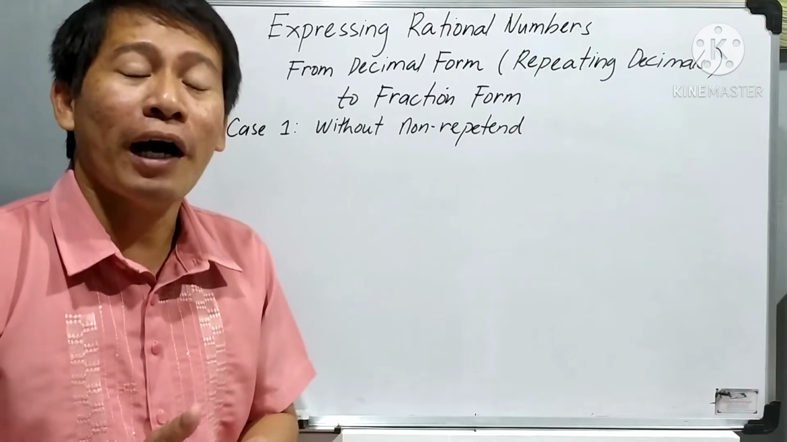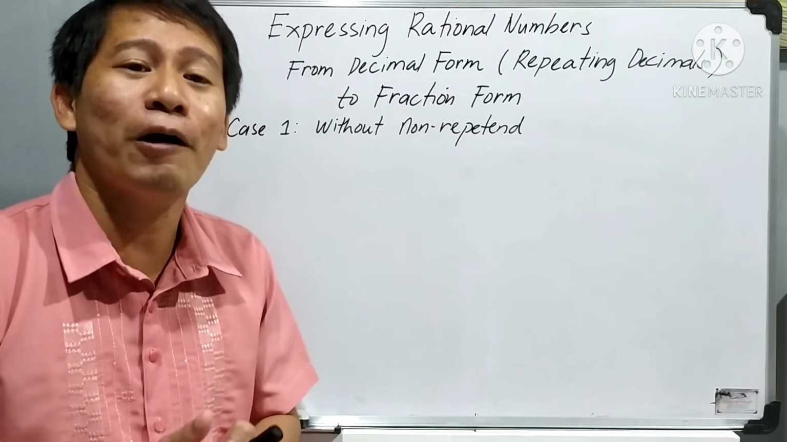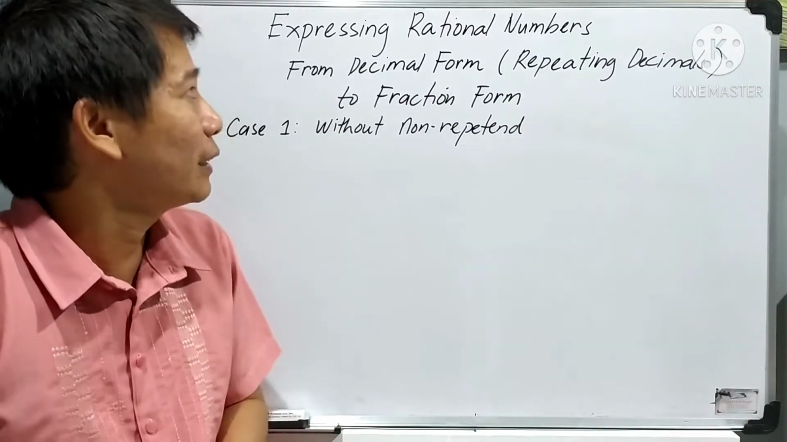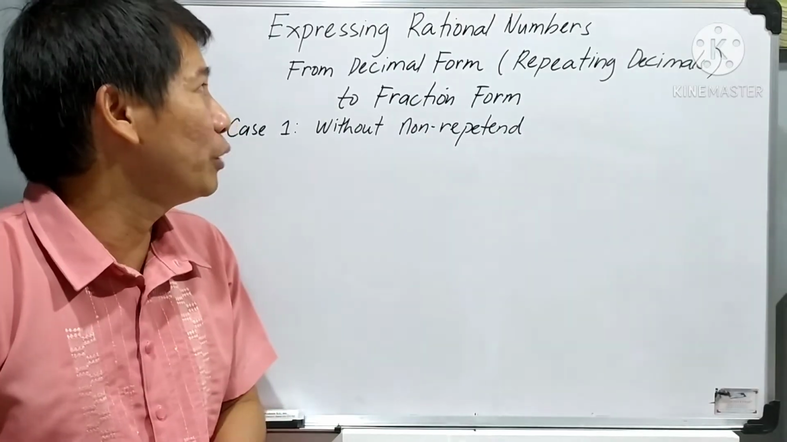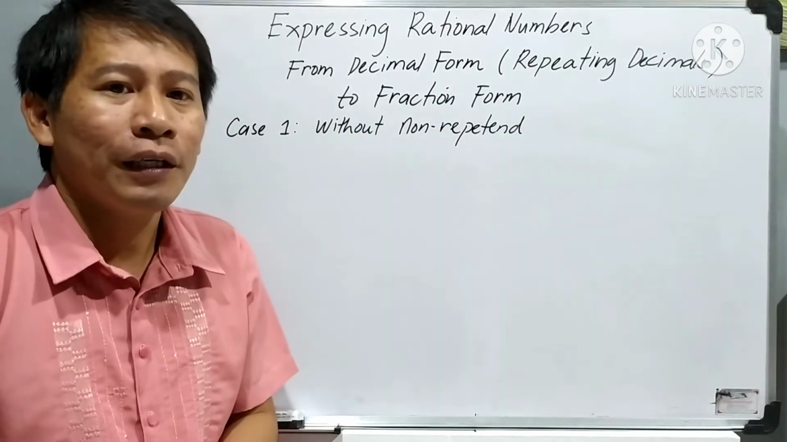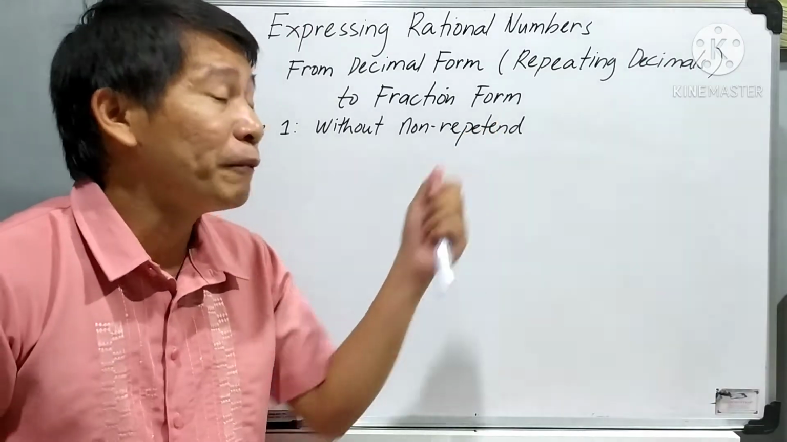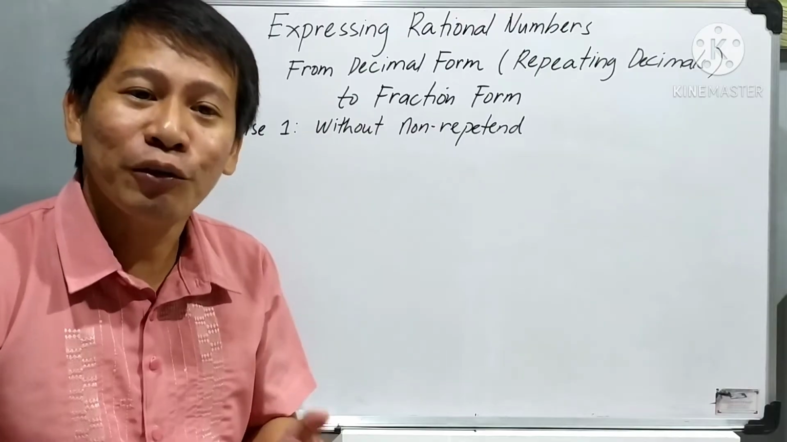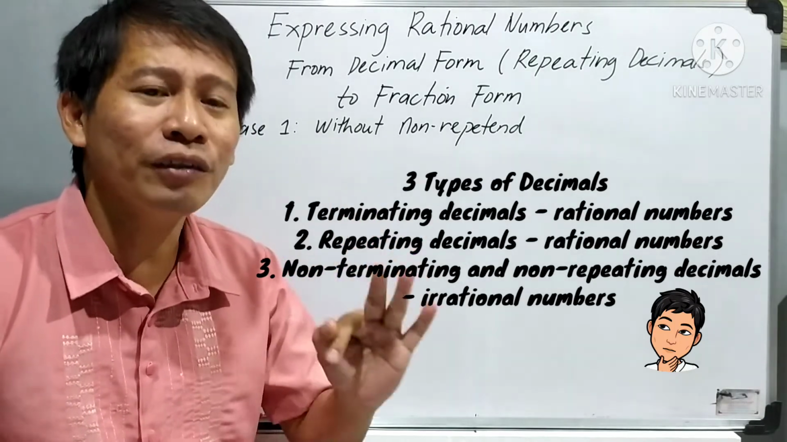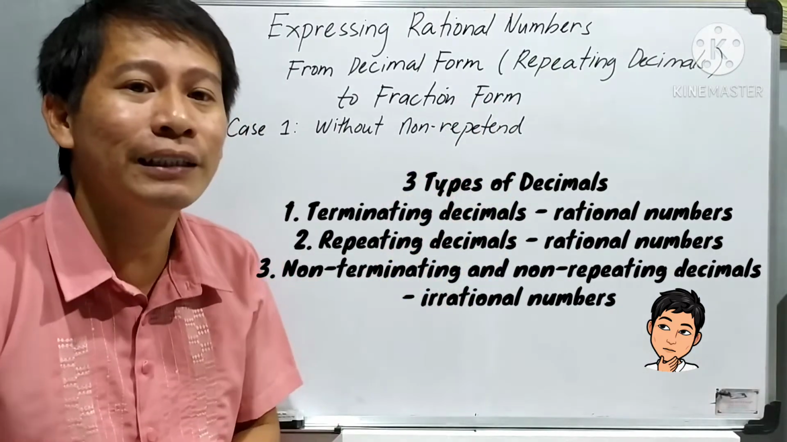In this video, I'll present to you one of the most essential learning competencies from grade 7. And that is expressing rational numbers from decimal form to fraction form. And in our discussion, we will be focusing on repeating decimals. Meron kasi tayong tatlong types ng decimals. And among these three types of decimals, isa na dyan ang repeating decimals.